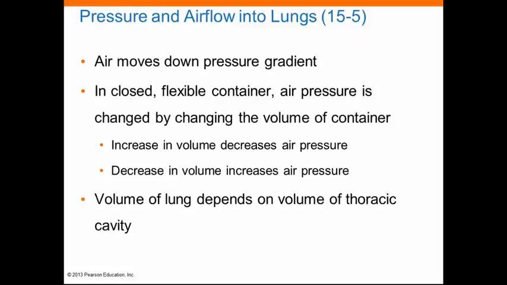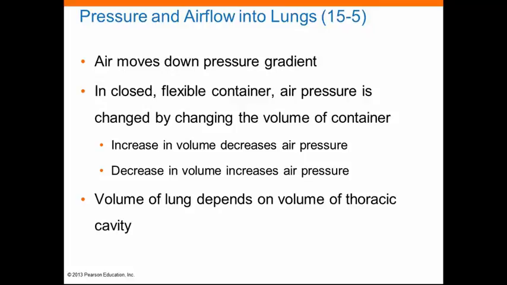In the cardiovascular unit, I introduced you to the concept of a pressure gradient. Blood flowed out of the high pressure arterioles into the lower pressure interstitial fluids. And similarly, air also moves down a pressure gradient from high pressure to low pressure. In a closed, flexible container, like the lungs inside a thoracic cavity, the pressure in the air can be changed by increasing or decreasing the container's volume. Therefore, expansion or contraction of the thoracic cavity directly affects the volume of the lungs, and thus the pressure on the air in the lungs.